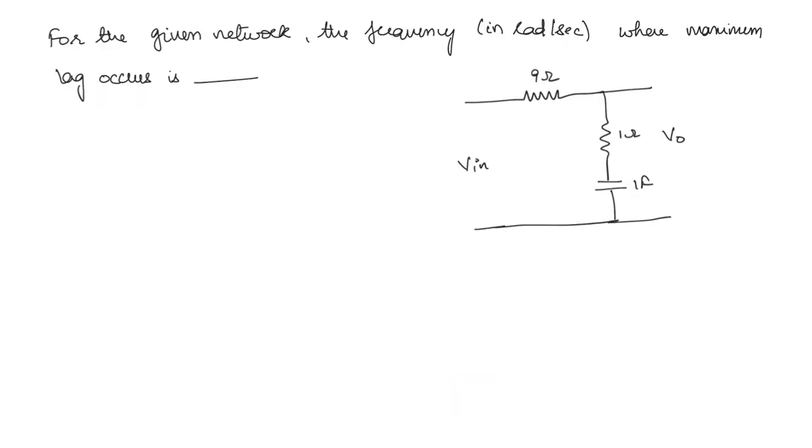The next question, for the given network, the frequency in radian per second where maximum lag occurs is. So how to do this? The main formula remains the same. The frequency at which maximum phase occurs is omega m, which is root over 1 by aT into 1 by T. But here the only difference is that we don't have the transfer function. We have to find out the transfer function from the given network.